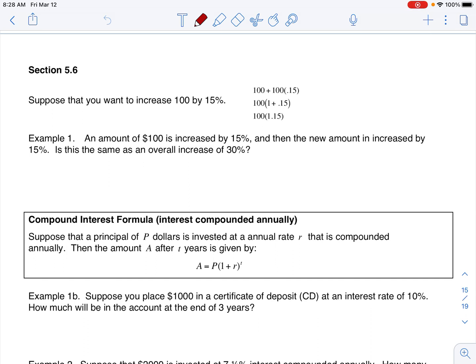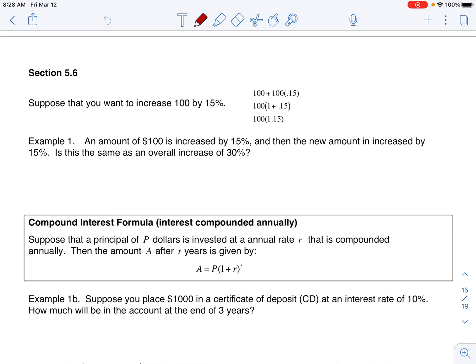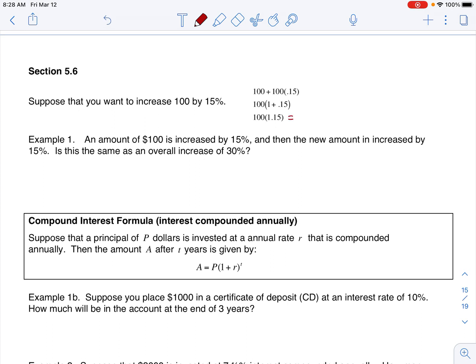Suppose you want to increase 100 by 15%. Well, you take 100 plus 100 times the 15%, and you get 100 times 1 plus 0.15, and you get 100 times 1.15, right? And so let's see if that's the same. When you work this out, you just get $115. If you had $100, an amount of $100 is increased by 15%.